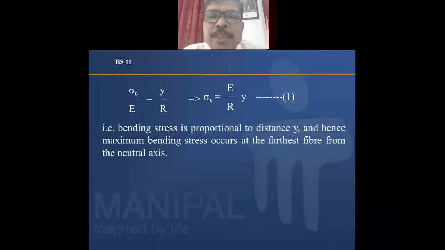The bending stress is proportional to the distance y, and hence maximum bending stress occurs at the farthest fiber. Farthest fiber means at the last top of the beam. Suppose this is the beam and this is the cross section of the beam. So this is the topmost fiber and this is the bottommost fiber of the beam, and this variation will be inclined like this.